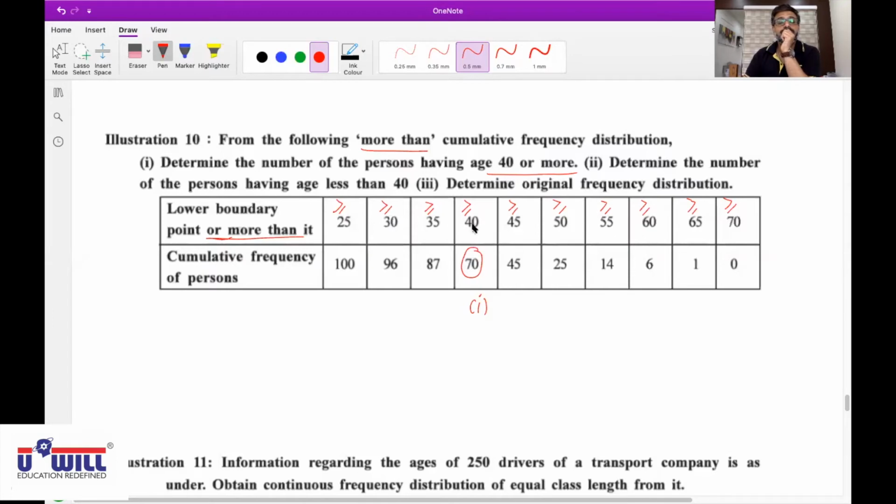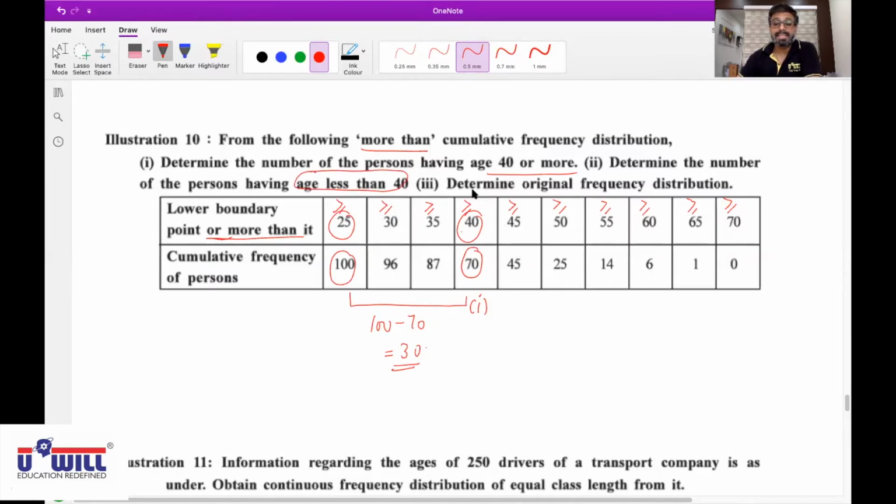100 minus 70, 30. Correct. Now see, less than 25 are 100. Less than 40, sorry, more than 25 are 100. More than 40 are 70. So how many people will be having between 25 to 40? 100 minus 70, that is 30. Now 30 people have age between 25 and 40, which means they are having the age less than 40.